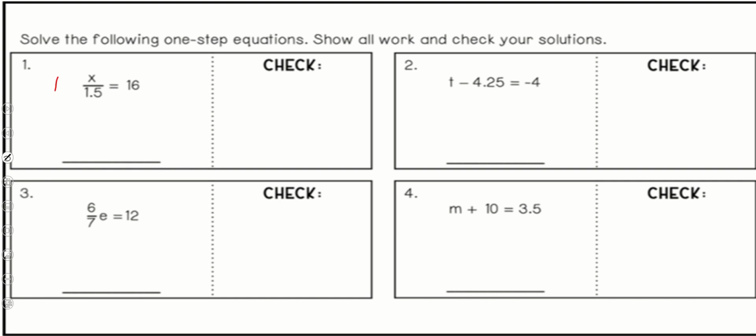If I multiply both sides by 1.5, what it does is it cancels out those 1.5s. That's what we want. So we're left with 16 times 1.5. If you ever need to check it, you can just plug it back into the first equation. I could do 24 divided by 1.5 if I needed to. I'm not going to do that one.